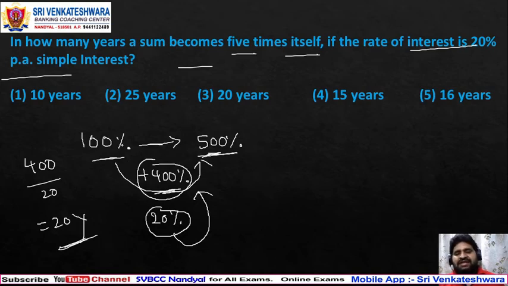So how do you understand that a sum becoming 5 times means 100 is becoming 500? We are increasing 400. At a rate of 20 to increase 400, how many years will it take? Indirectly that is the question. Simply, it will take 20 years.